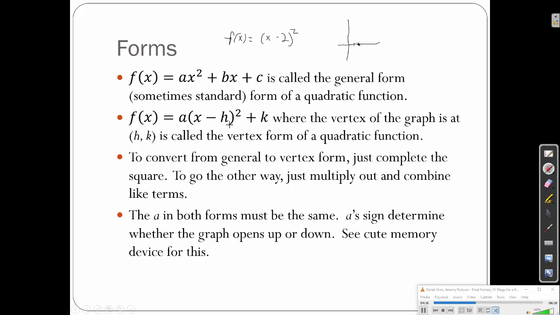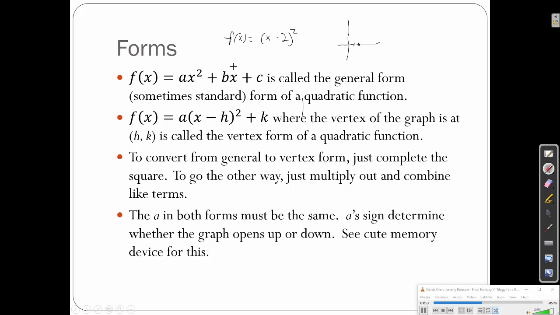Well, 2 is here. There's nothing outside because the y-coordinate of the vertex is 0. This is a very useful form to have it in, just because you can just read the vertex off when you have it in that form. It's also useful for some applications. But of course, you're not necessarily going to get it in that form. You might just as soon get it in this form, when it's all multiplied out and combined. But to convert from one to the other, you just complete the square.